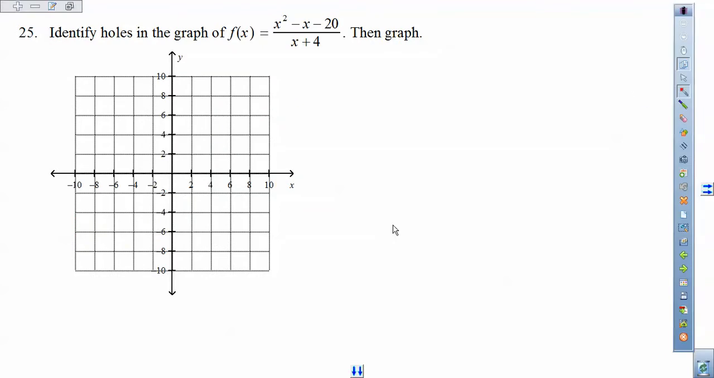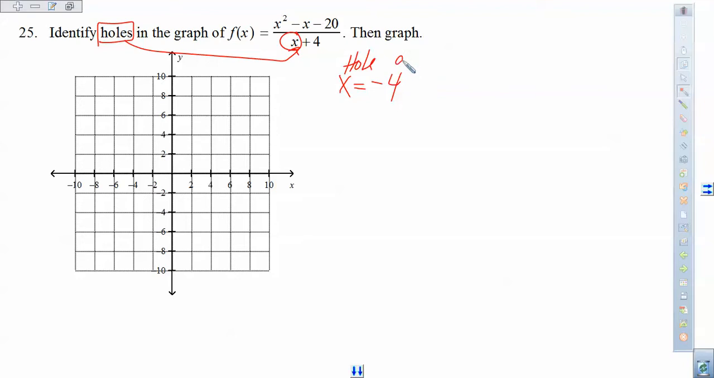Next problem shifts from asymptotes in the graph to holes in the graph. Same place, the same place where you look to find a vertical asymptote, same place where you find the hole. Hole in the graph right here, undefined value here, x cannot be negative 4, so the hole here is at x equals negative 4. Graph it. How about graphing calculator?